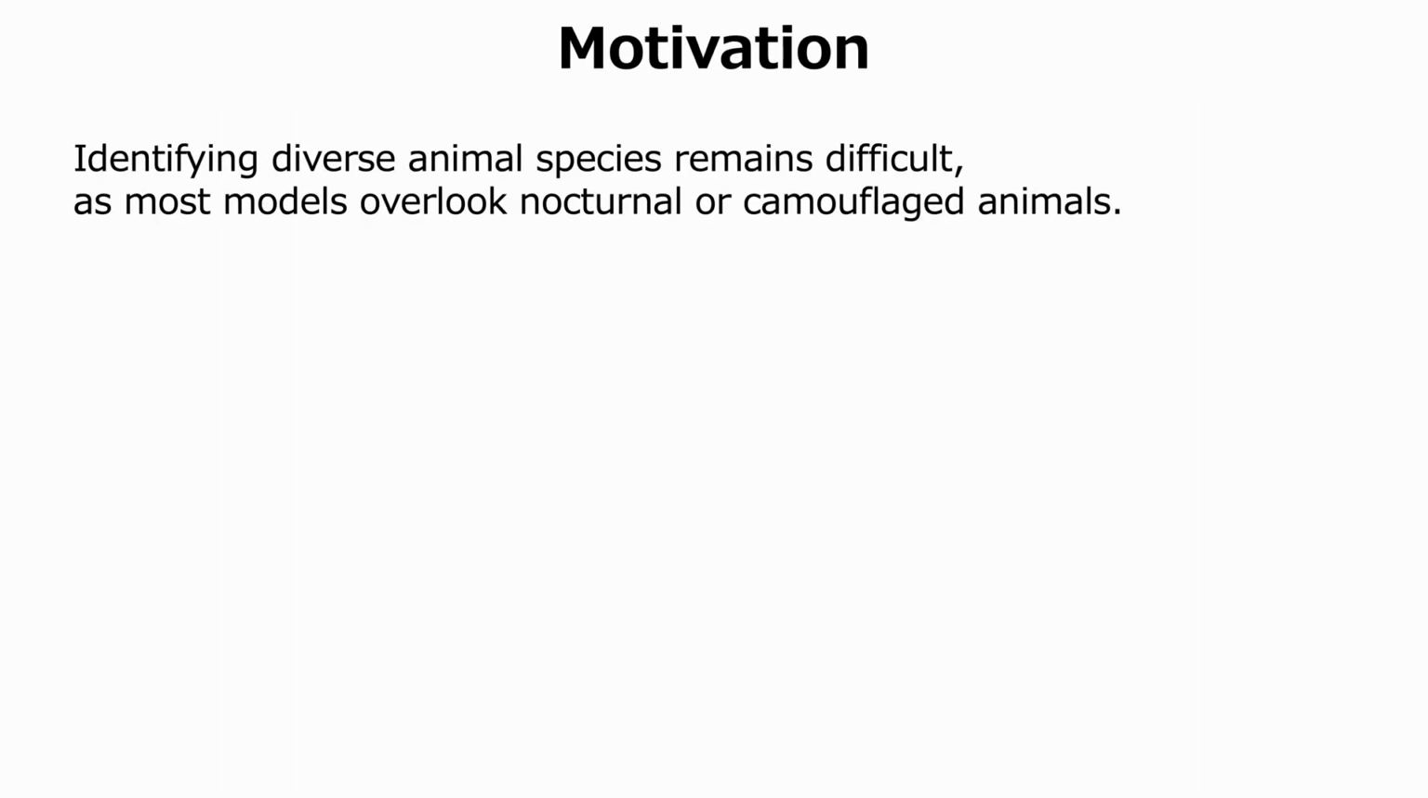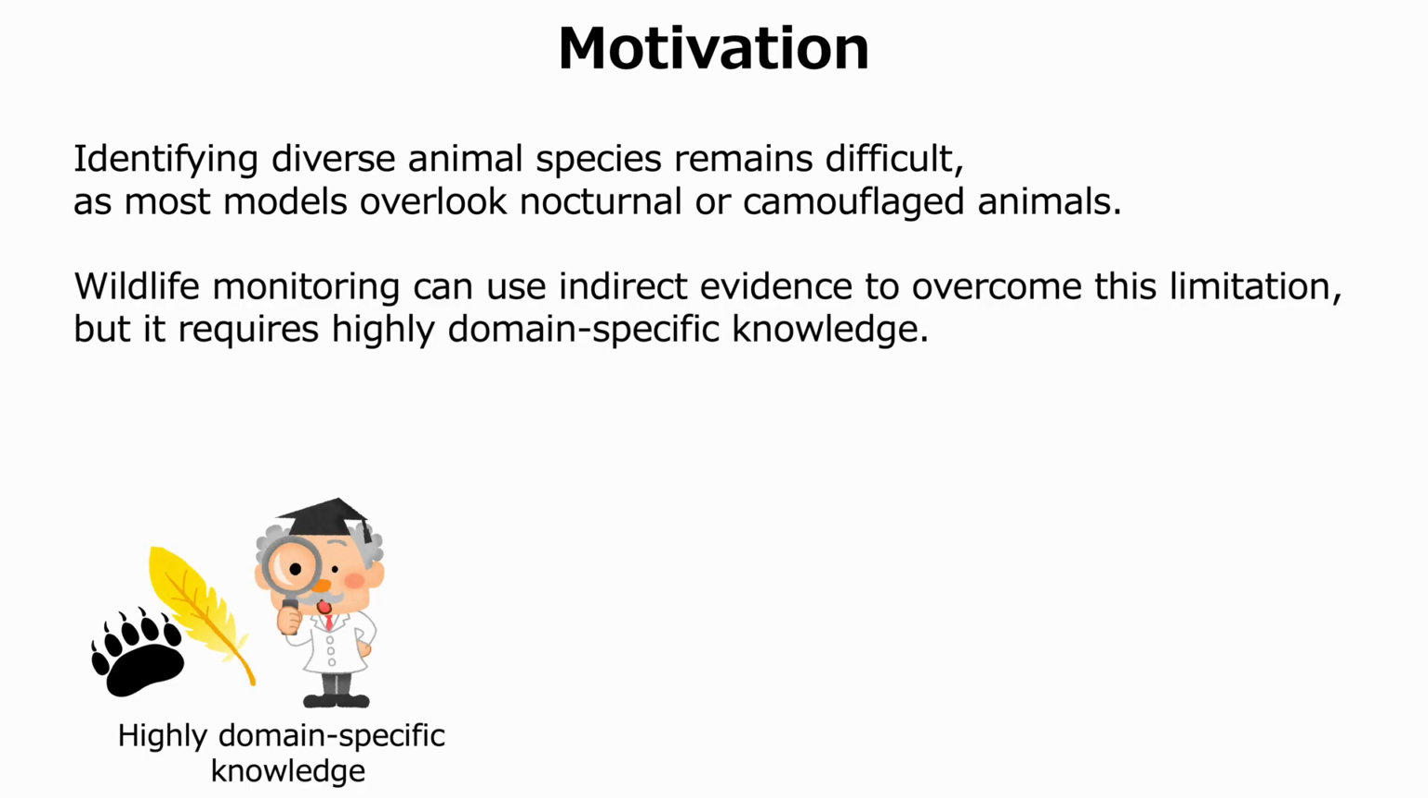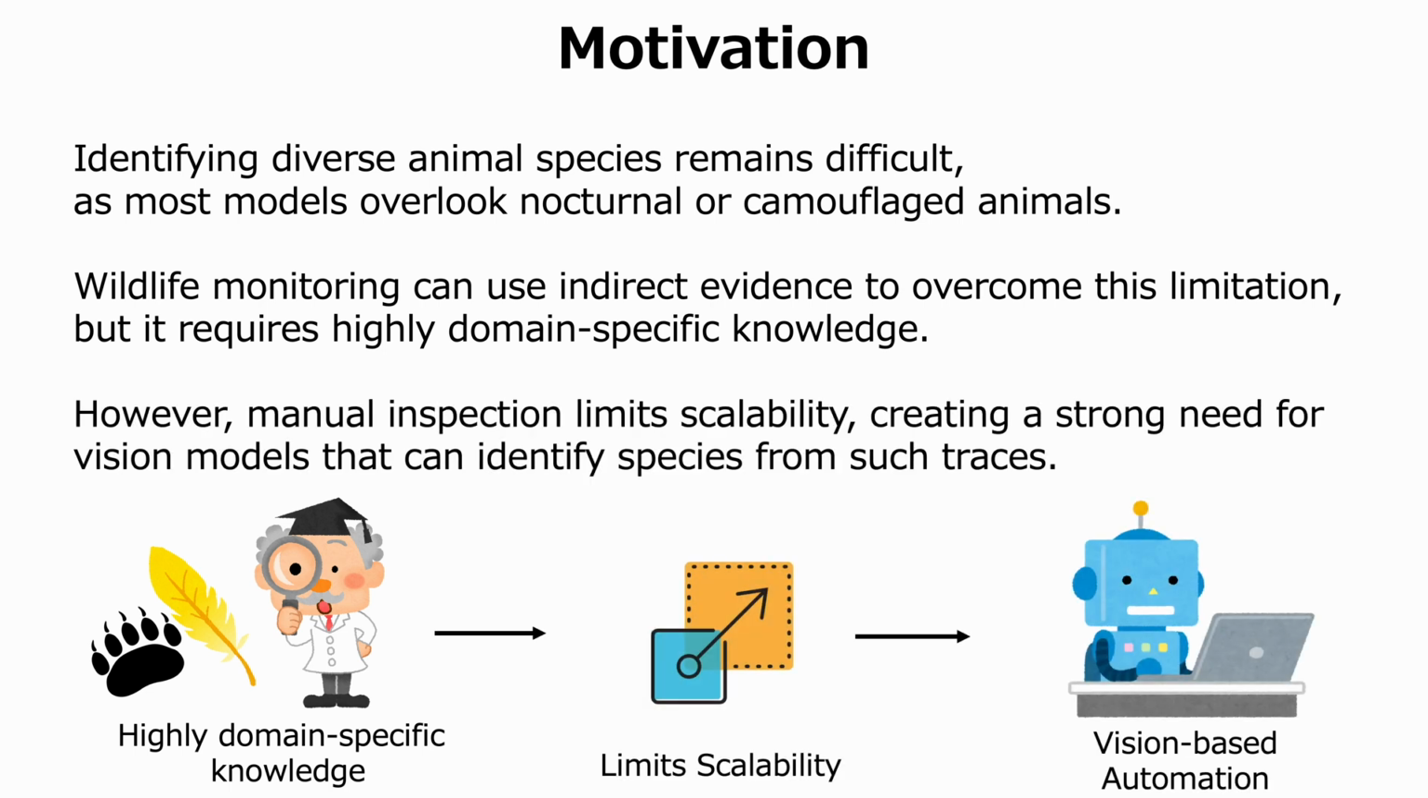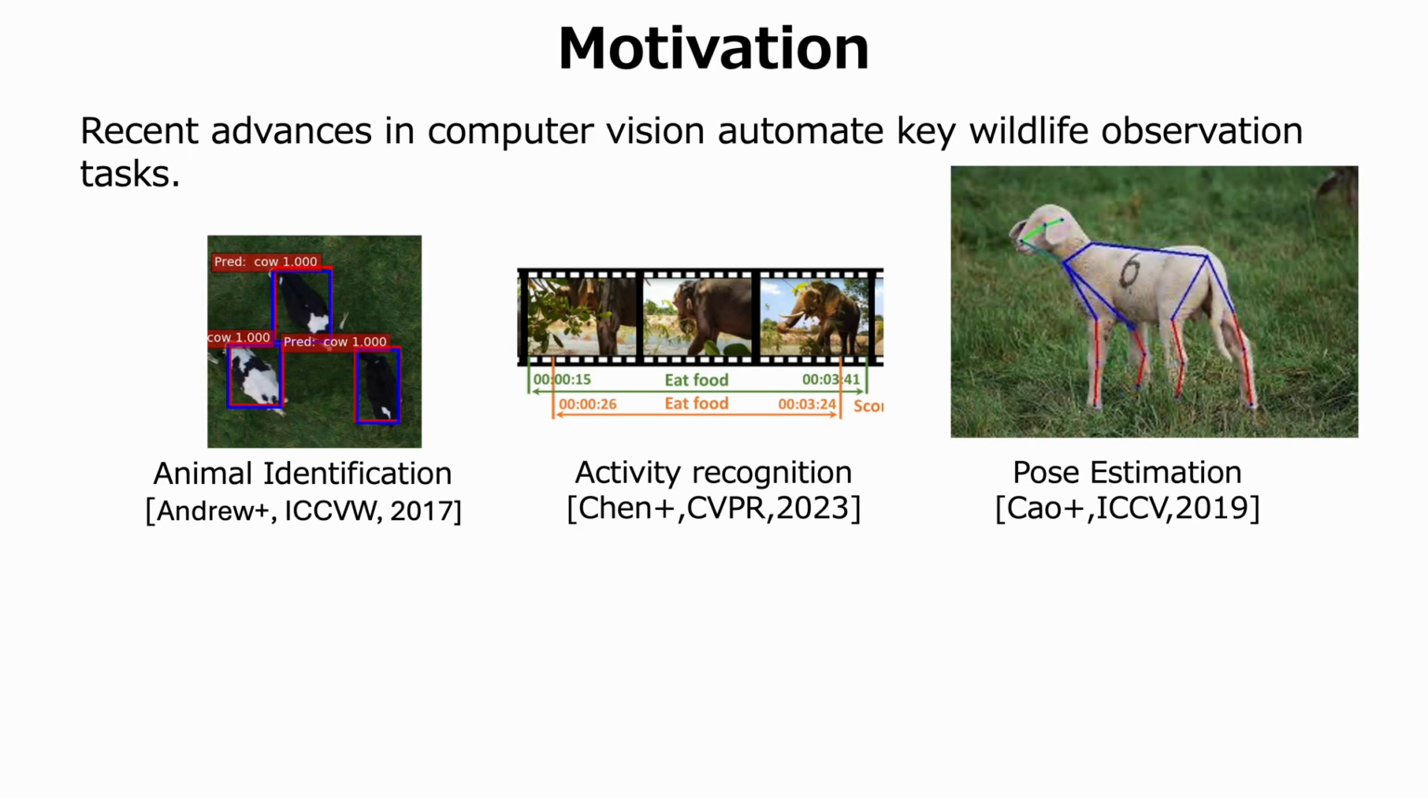Identifying diverse animal species remains challenging, as most models overlook nocturnal or camouflaged animals. Wildlife monitoring can rely on indirect evidence like footprints or feathers, but this requires highly domain-specific knowledge. Since manual inspection is not scalable, there is a strong need for vision models that can identify species from such traces. Recent advances in computer vision have greatly contributed to automating key wildlife observation tasks.